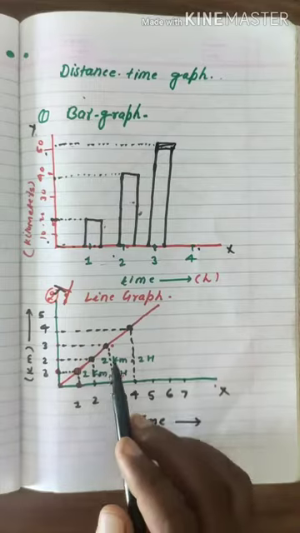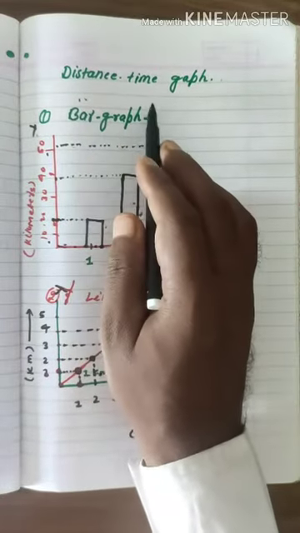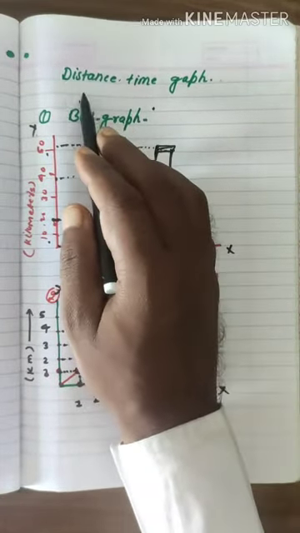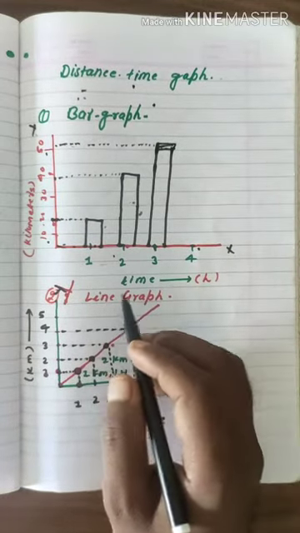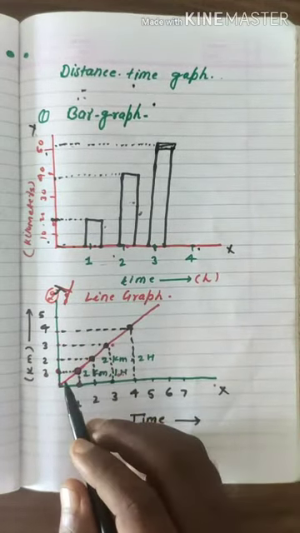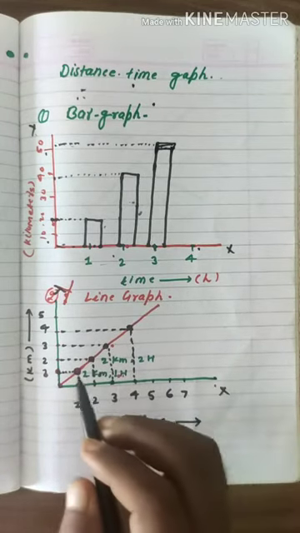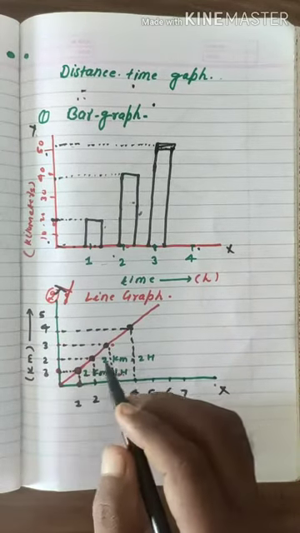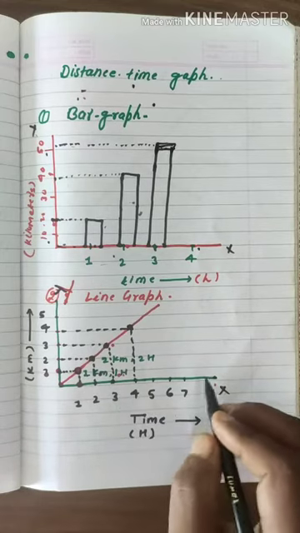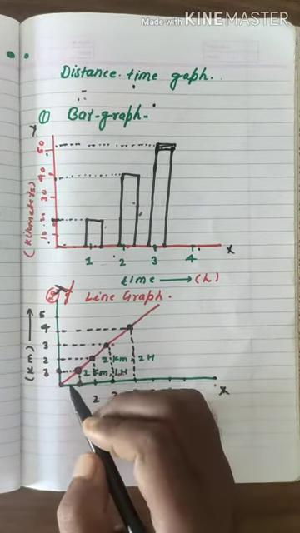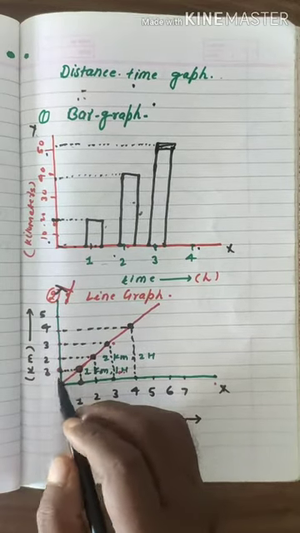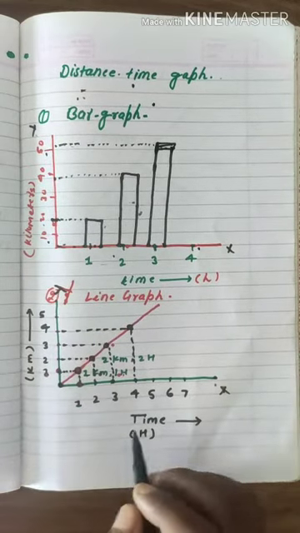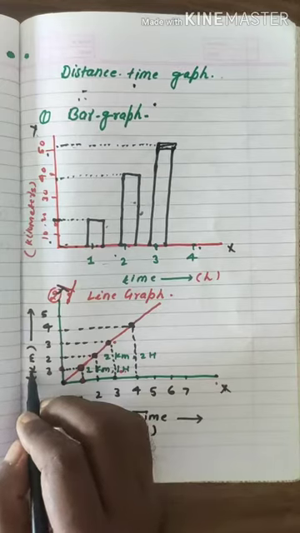Now student, distance and time can be plotted with the help of a line graph. Here it is the x axis and it is the y axis. I have plotted here time on the x axis and distance on the y axis. It is in hour and it is in kilometer.